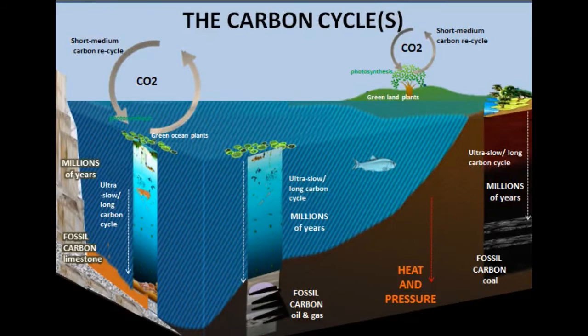So over the years I've played around with trying to make my own illustrations and adapting other illustrations on the carbon cycle. And this is the latest one I've done, so I'll go over that. There are carbon cycles. The big distinction is the distinction between the short and medium term carbon cycle and the ultra slow or long term carbon cycle. There's also carbon cycle on land and ocean carbon cycle.